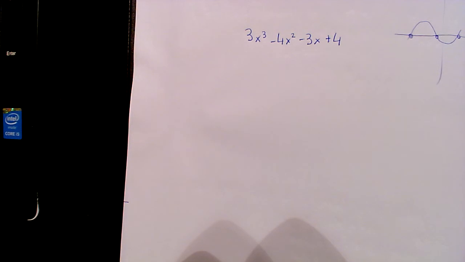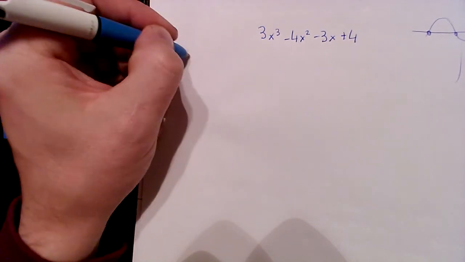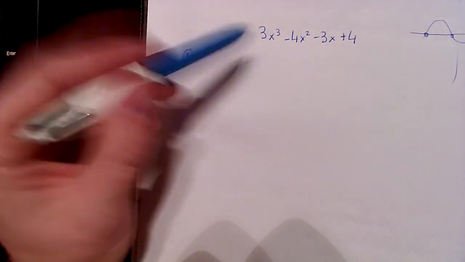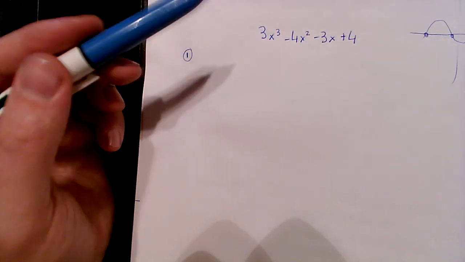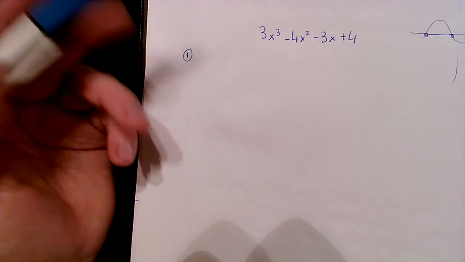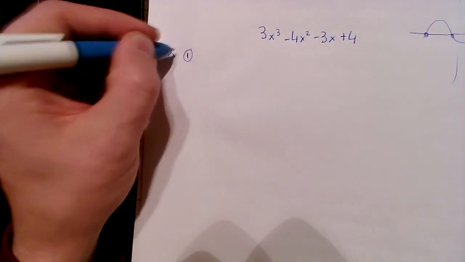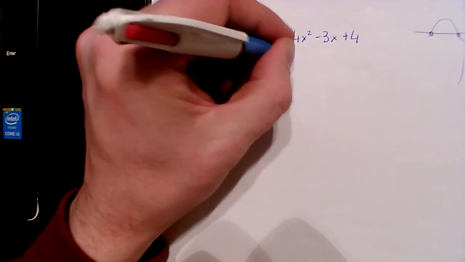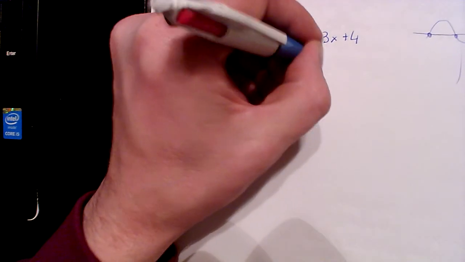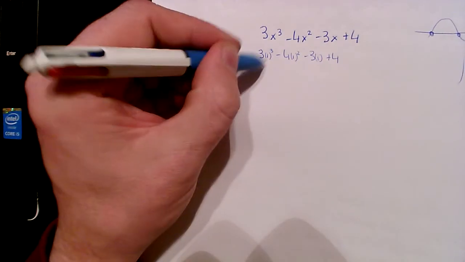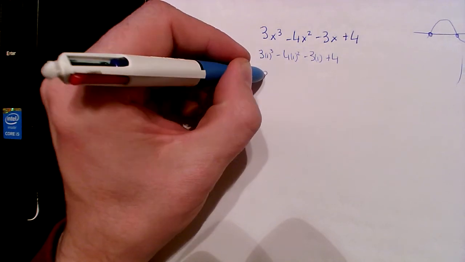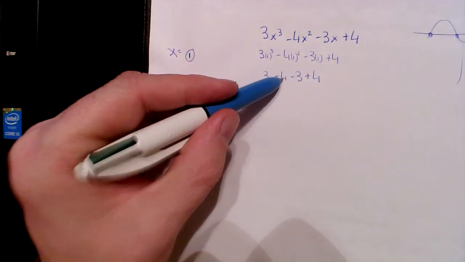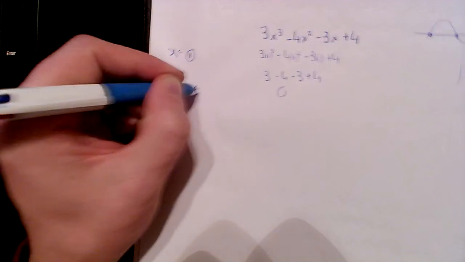Right, the first thing I have to do is a bit of trial and error. So I am going to put 1 in for this and see if it's a factor. If I put 1 in for where x is, and if it equals 0, then I know x equals 1. So I let x equal 1. So 3 times 1 cubed minus 4 times 1 squared minus 3 times 1 plus 4. So 1 to the power 3 is 1, multiplied by 3 is 3, minus 4 minus 3 plus 4. So that's 0. So x equals 1.